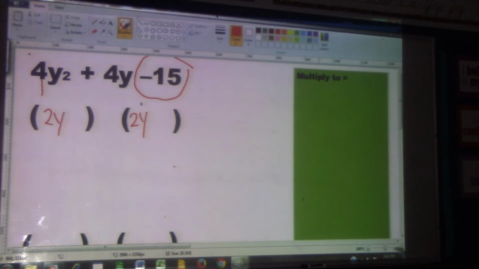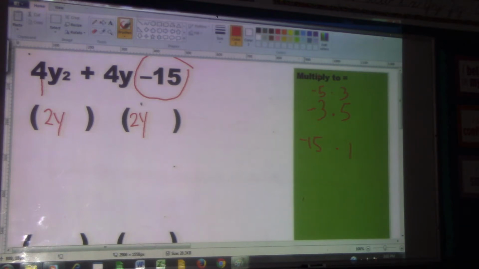Negative 3 times 5. Okay, you said negative 3 times 5. Any others? Negative 15 times 1. Okay, negative 15 times 1. What about 5 times 3, or negative 5 times 3, or vice versa? A negative times a negative is a positive, but a negative times a positive is a negative, and we have a negative here. So it has to be a negative that we're looking for. So all of these would be choices here.